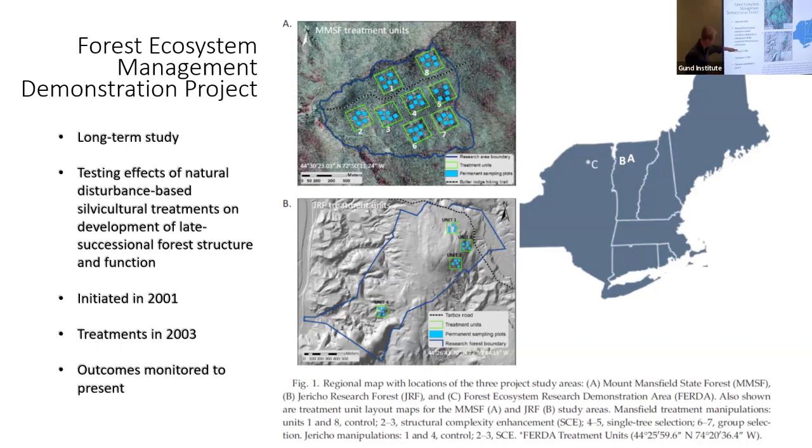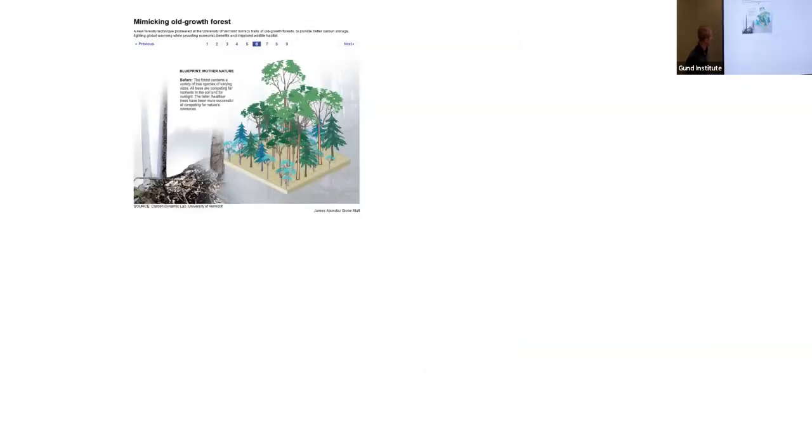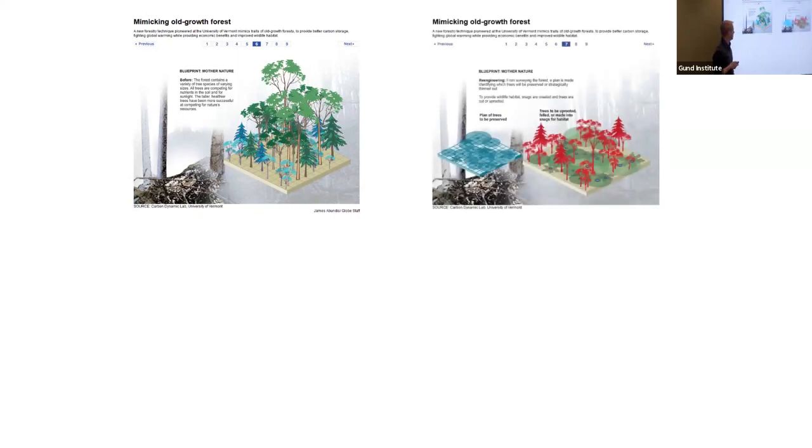Started the project in 2001, treatments were put in 2003, and we've been out there remeasuring, resampling every couple of years ever since then. So the way this works is I started with everything we could learn about old forests as a reference, as a baseline. So I and others had done quite a bit of work studying old growth forests in the Adirondacks, but also other places, White Mountains, Maine, and elsewhere. And we learned about all these dynamics. We learned how these forests develop. What are the processes that lead to their development?